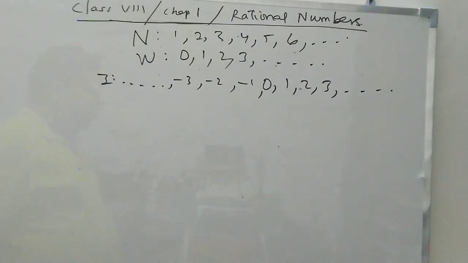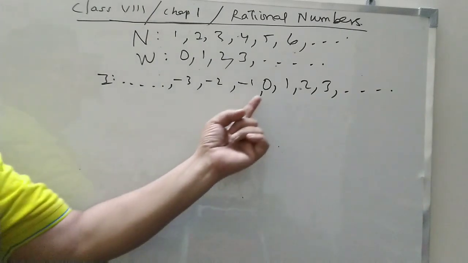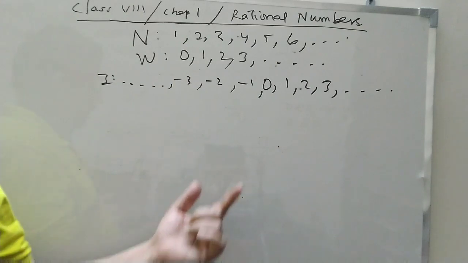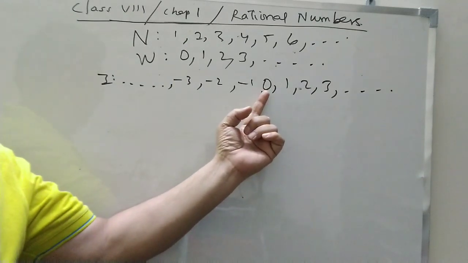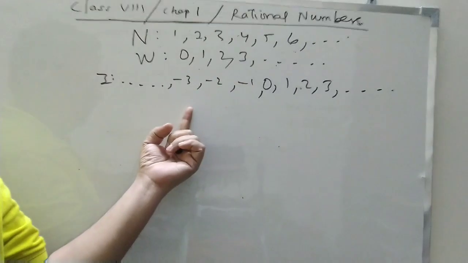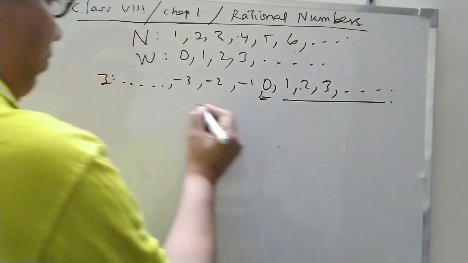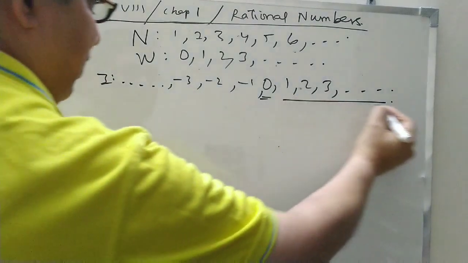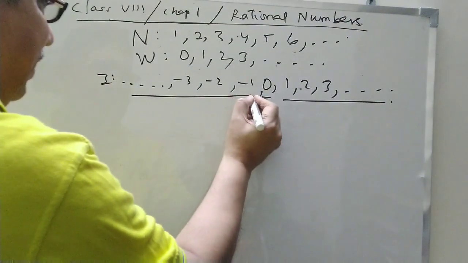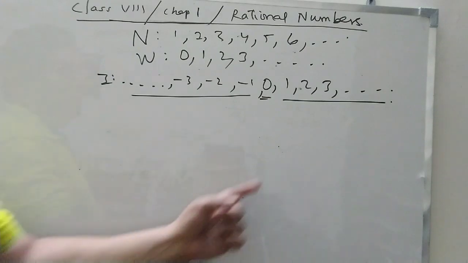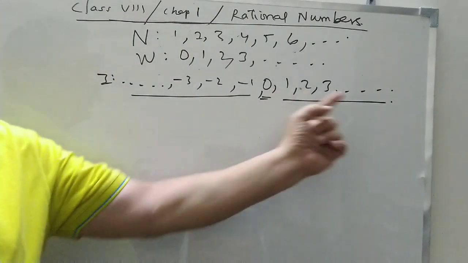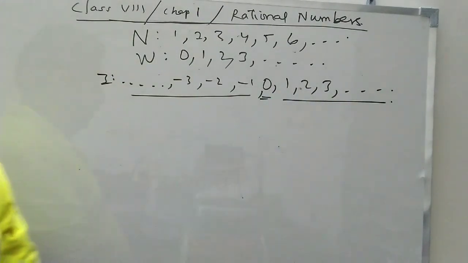Now we should be very sure about integers because that is how we are going to define what are rational numbers. See, what are integers? Integers are 0, natural numbers and negatives of natural numbers. These are positive integers, or natural numbers, and these are negatives of natural numbers. Now this entire set is called the set of integers.